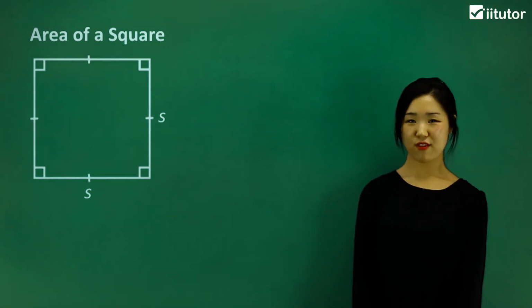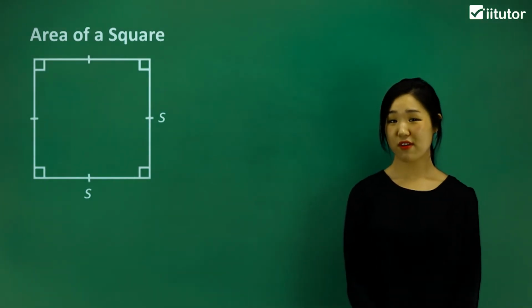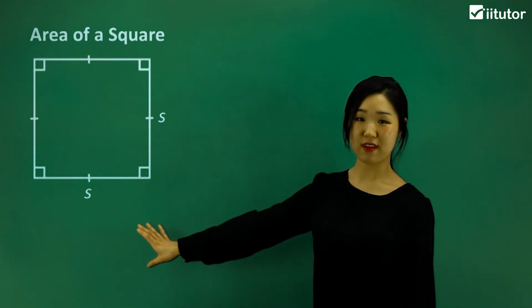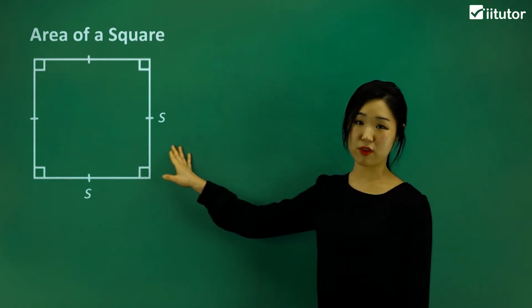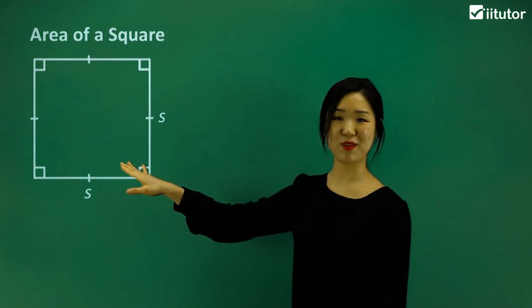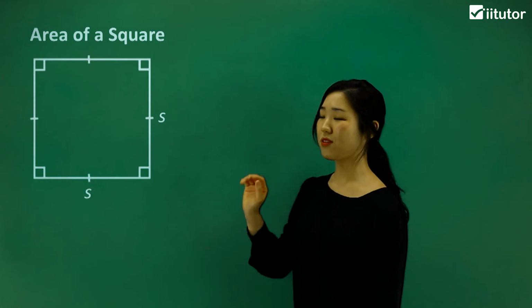Let's look at area of a square. Now, area of a square is very, very simple as long as you know what one side is. Because if one side is S, say for example, then the other side is also S. And that means all the other sides are also S too. So a square, all sides are equal.